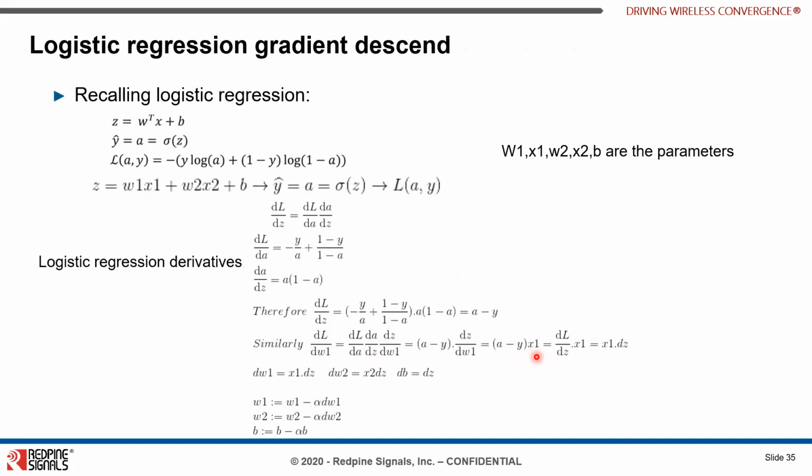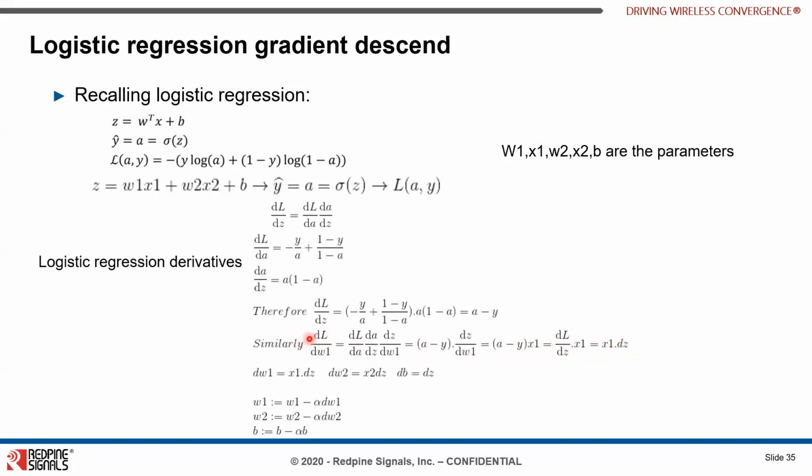Okay, so that means dL/dz into x1, because a minus y is basically dL/dz. So finally we can write dL/dz as dz, so x1 into dz we can finally write. So dL/dw1 is basically x1 dz.